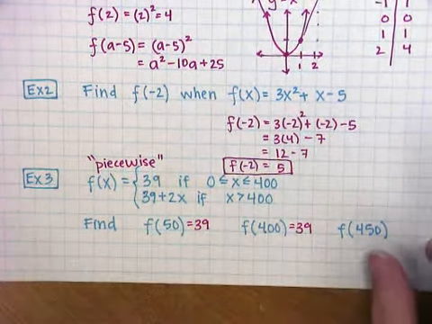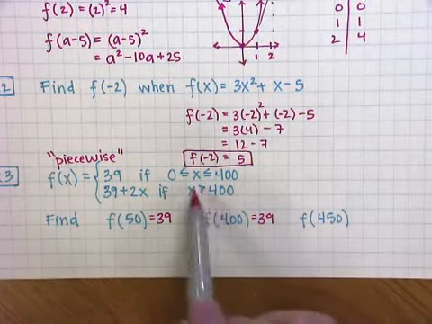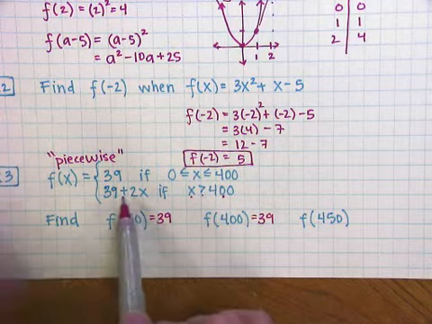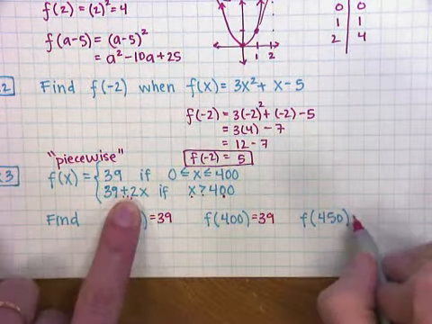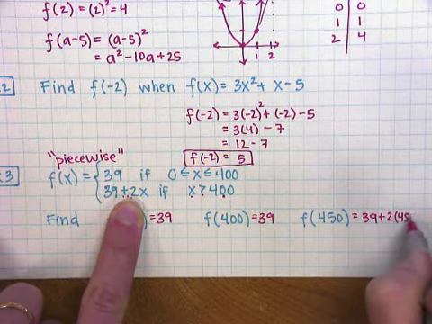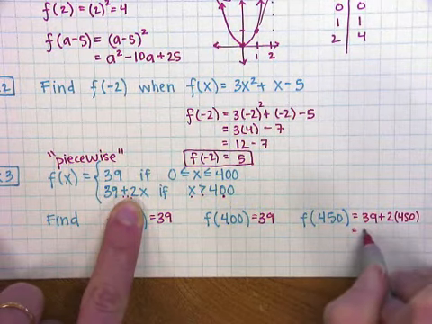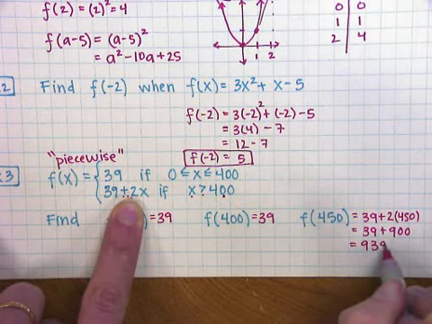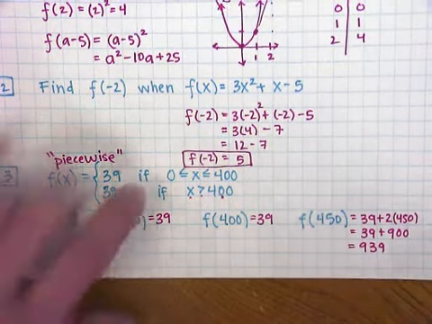And then for f of 450, now 450 is bigger than 400. 450 is greater than 400. So now I'm going to plug it into this one. So I would say 39 plus 2 times 450. Well, let's see. 2 times 450 is 900. I would get 939 for my answer for that one.